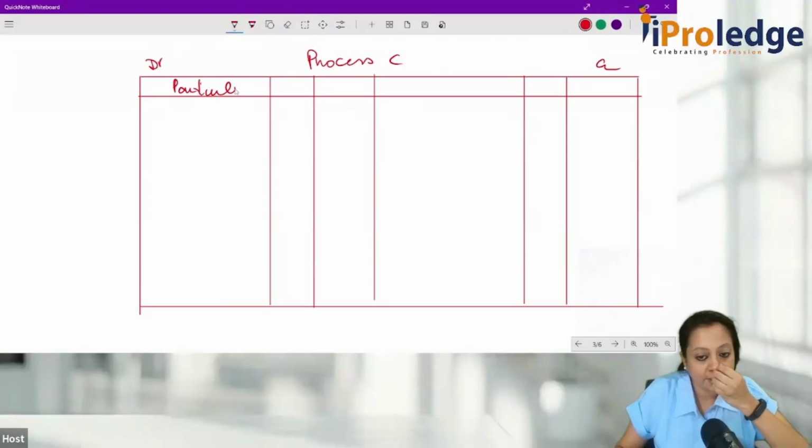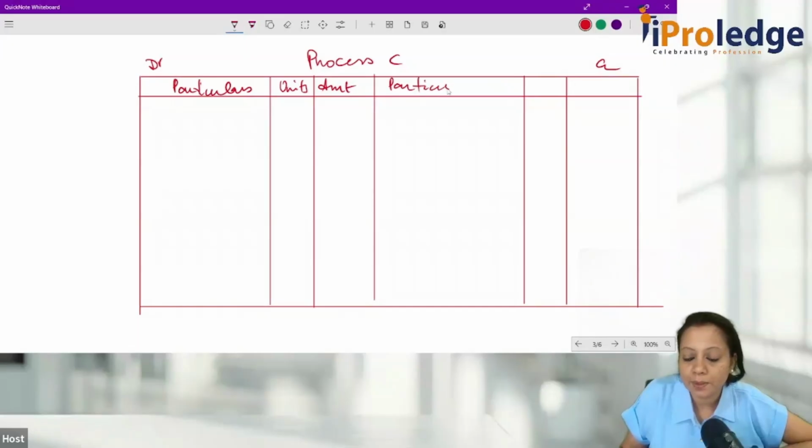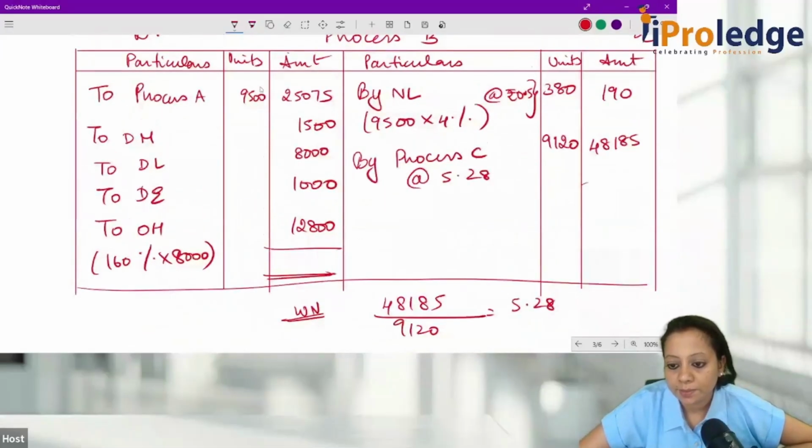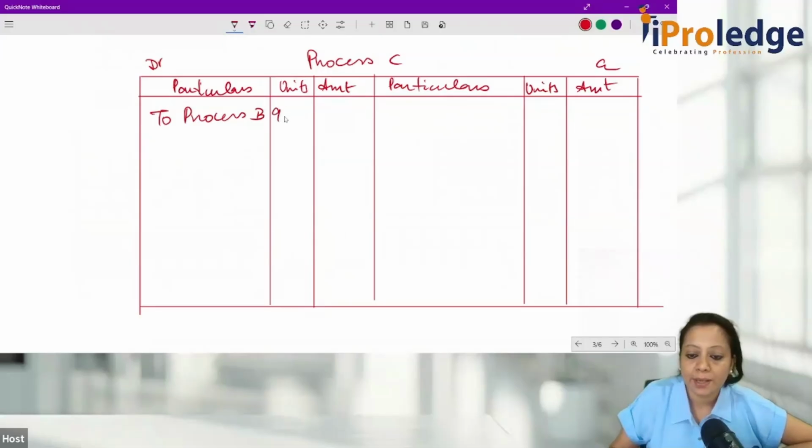So we have particulars, units, amount. So here we'll have to process B. So it was 9120 and 48,185. Whatever we got in previous process.